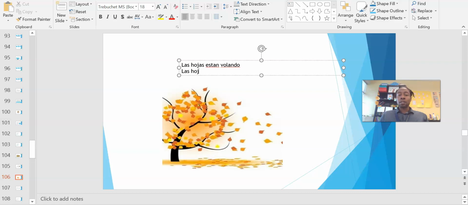Las hojas están cambiando would be they are changing. We could say el árbol está durmiendo. The tree is sleeping.